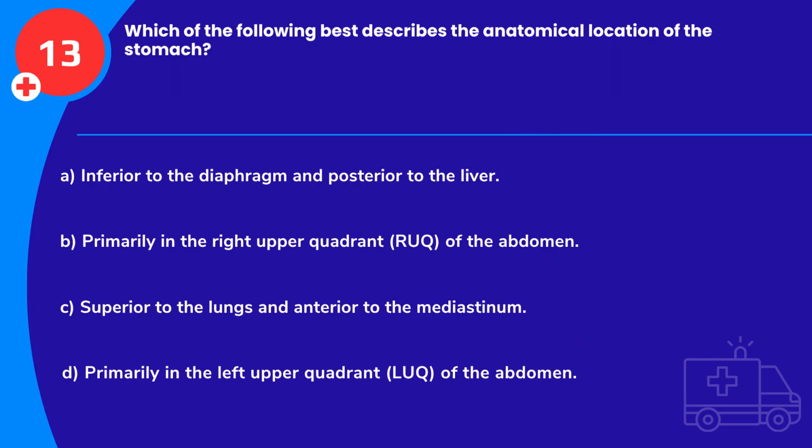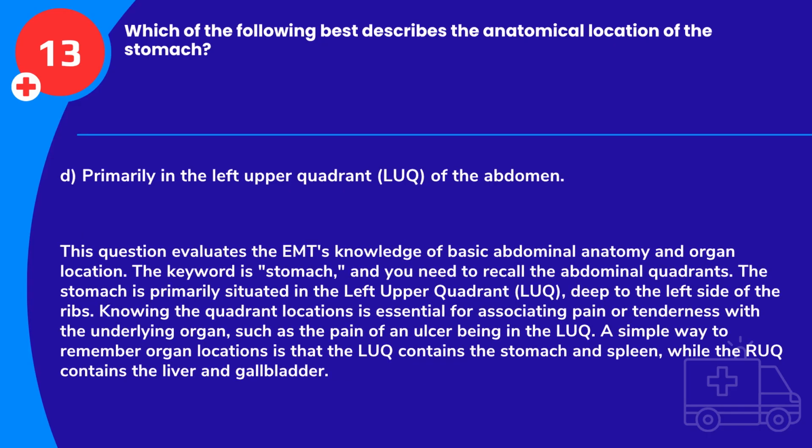Question 13. Which of the following best describes the anatomical location of the stomach? A. Inferior to the diaphragm and posterior to the liver. B. Primarily in the right upper quadrant, RUQ of the abdomen. C. Superior to the lungs and anterior to the mediastinum. D. Primarily in the left upper quadrant, LUQ of the abdomen. Answer: D. Primarily in the left upper quadrant, LUQ of the abdomen.